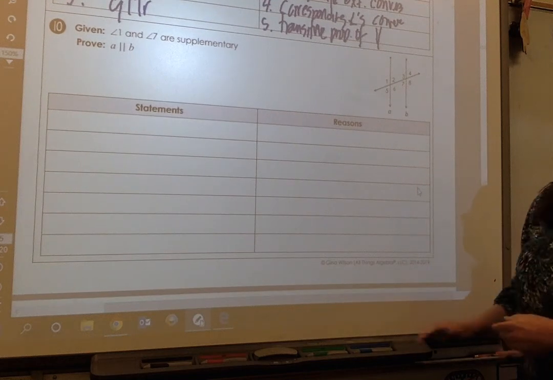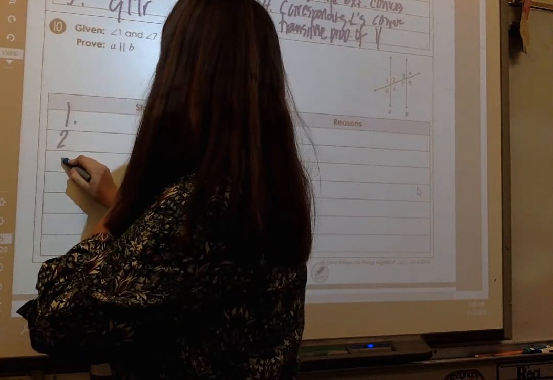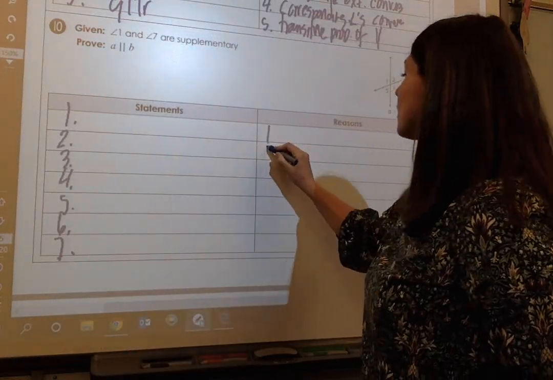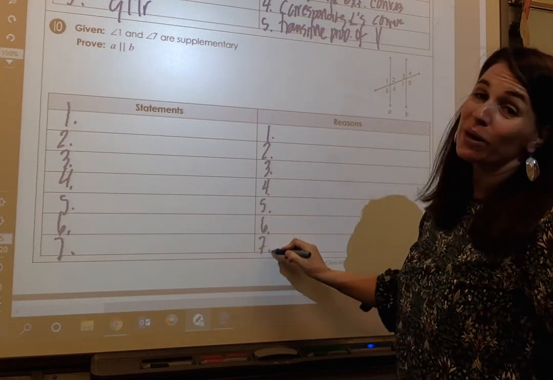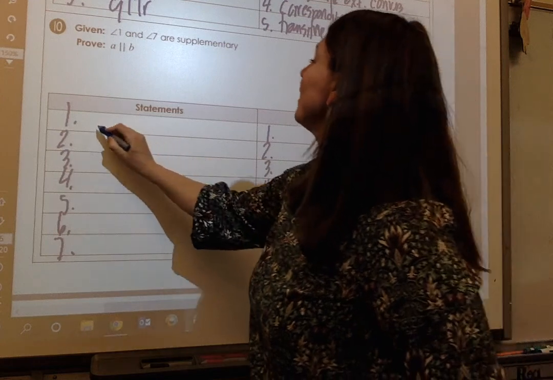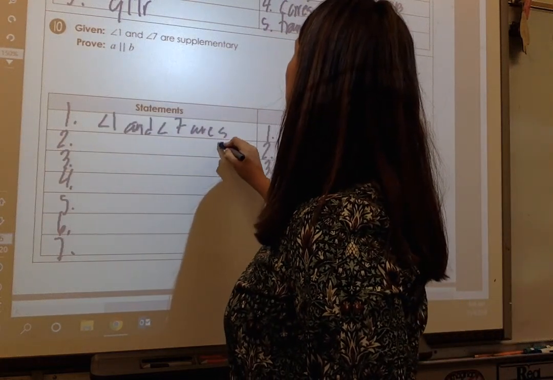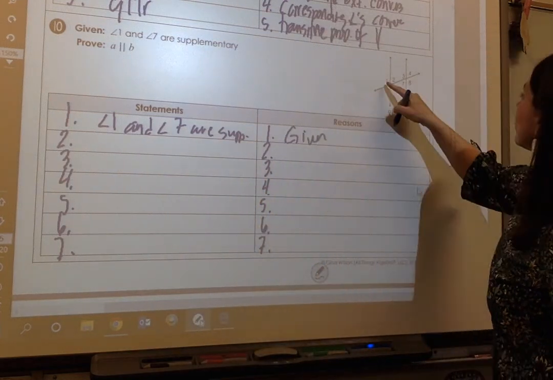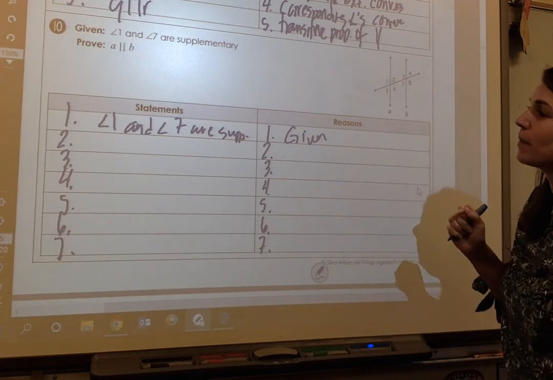All right, now let's take a look at number 10. I have 1, 2, 3, 4, 5, 6, and 7. Same thing over here. I'm numbering, most important, because I don't want to get points off. All right, angle 1 and angle 7 are supplementary. That is given to me. Let me look at where angle 1 and angle 7 are. So angle 1 and 7 is there, and I'm eventually trying to prove that AB is parallel.